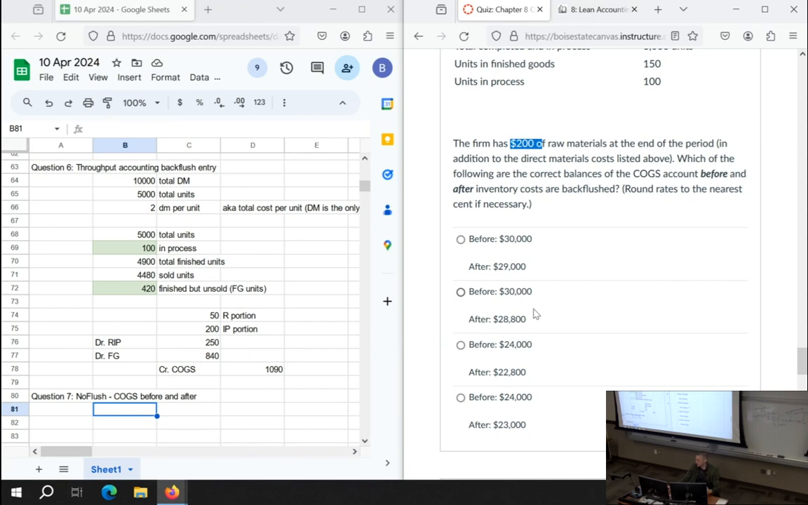Those are the two that are $200 less, probably because the professor's trying to see if I will correctly credit away that $200 from cost of goods sold to be debited off to the portion of RIP. So it's B and C.